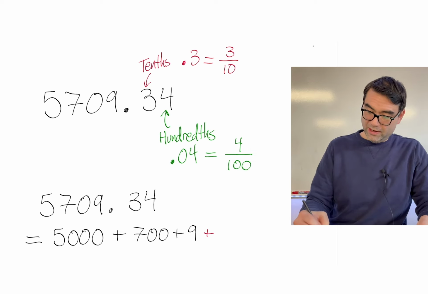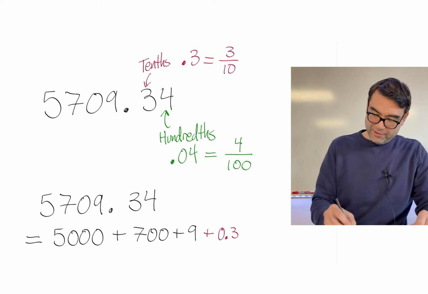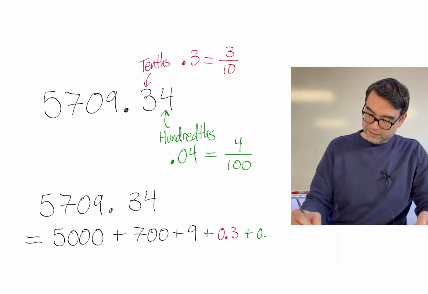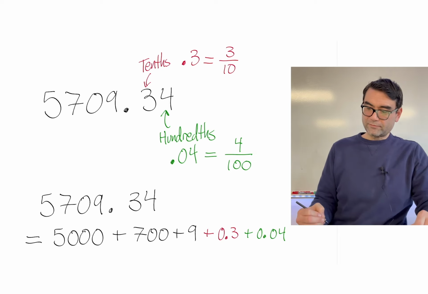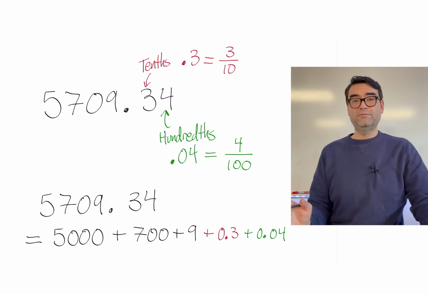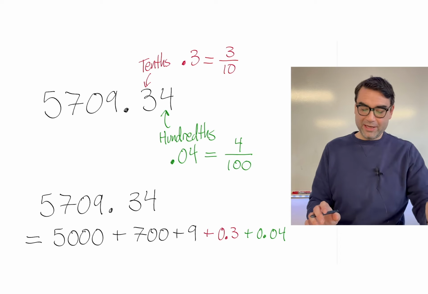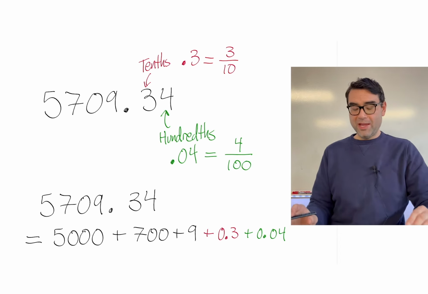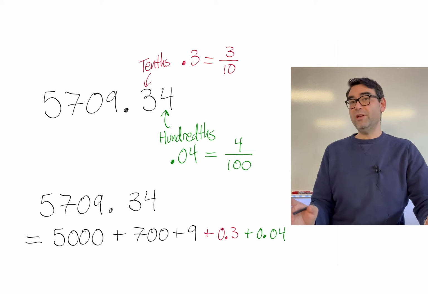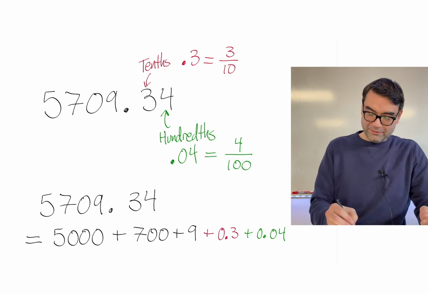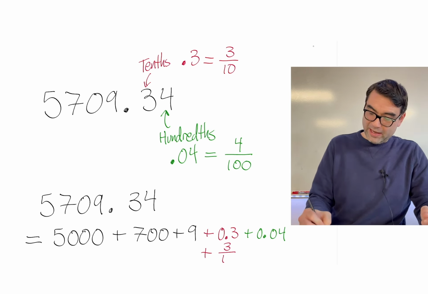So if we wanted to write as a decimal, this would be 0.3. And then my hundredths place, we'd write plus 0.04. And that would make the entire number. It's not a whole number, it's an entire number. 5,709.34 is equivalent to 5,000 plus 700 plus 9, and 0.34 is equivalent to 3/10 plus 4/100. And again, just to add this before we end here, I could have also written this as plus 3/10 and plus 4 over 100.